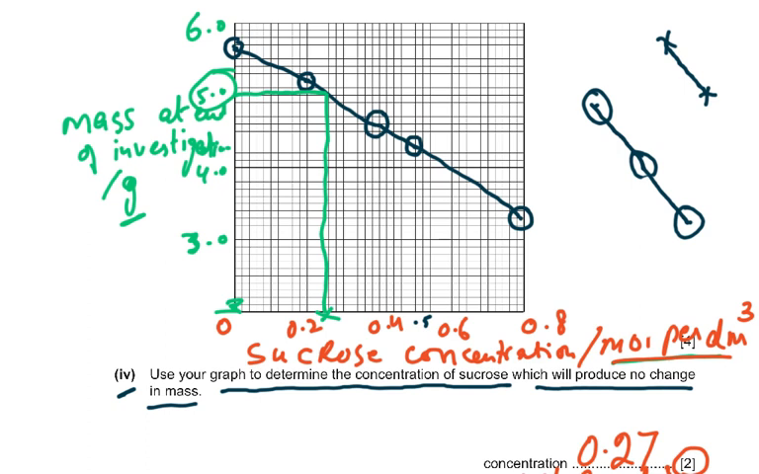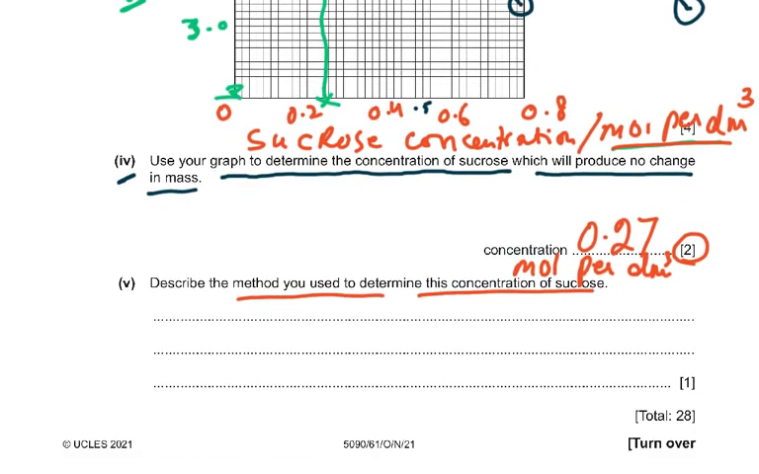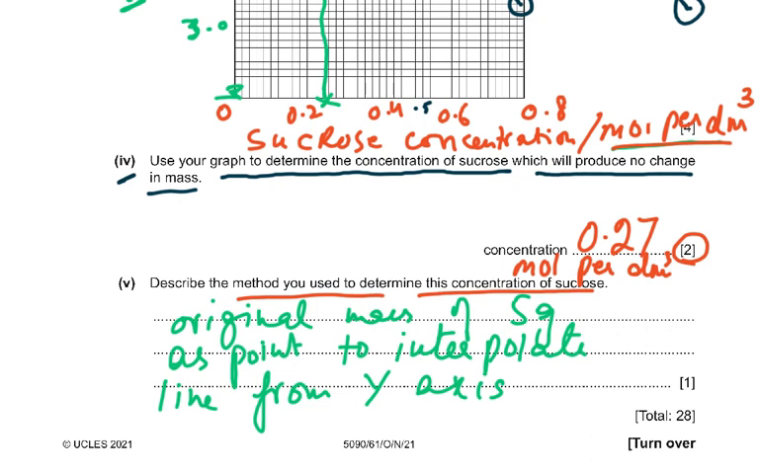Why? Because 5 grams means no change in mass. 5 grams was the original mass. So we used 5 grams. So describe the method you used to determine the concentration of sucrose: use the original mass of 5 grams, and interpolate a line from the y-axis.